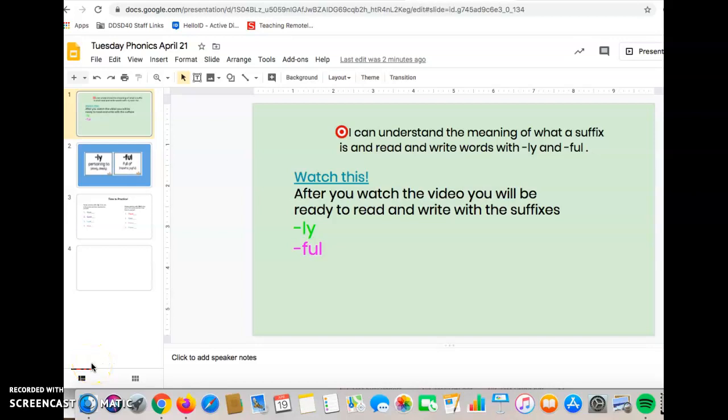For phonics today, we are working on this learning target. I can understand the meaning of what a suffix is and read and write words with ly and full. First, you're going to watch this video.